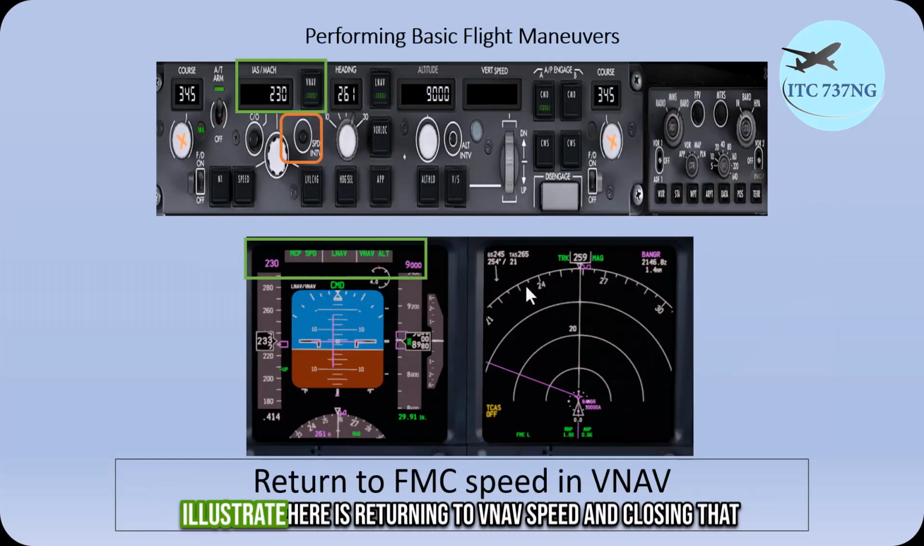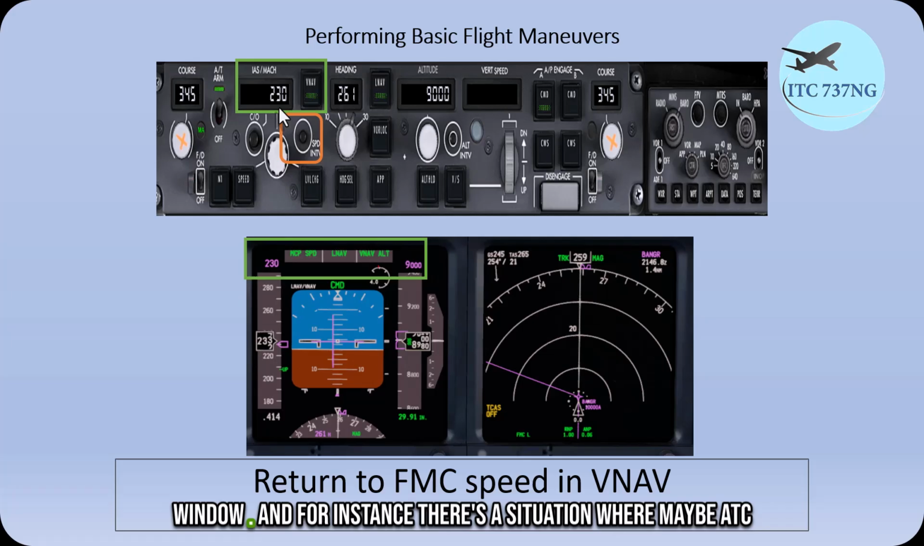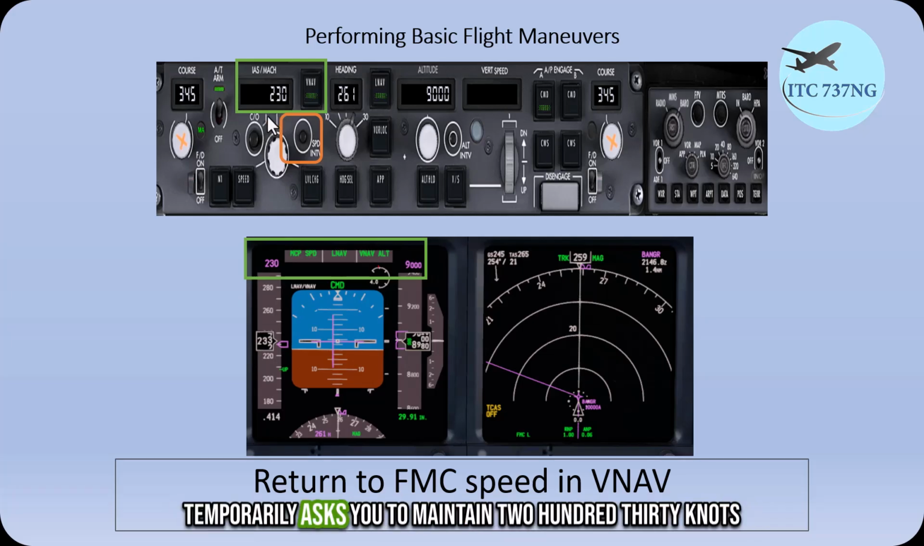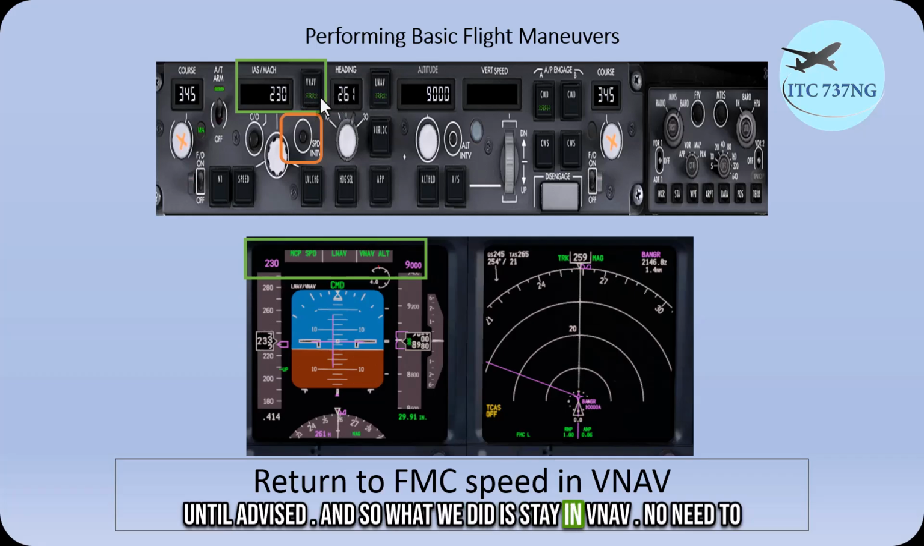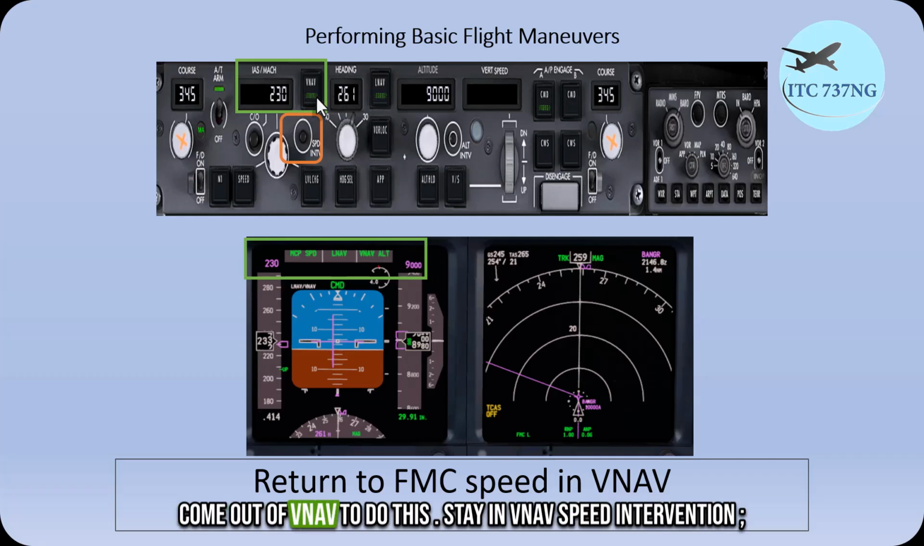Now what we're going to illustrate here is returning to VNAV speed and closing that window. For instance, there's a situation where maybe ATC temporarily asks you to maintain 230 knots until advised. And so what we did is stay in VNAV. No need to come out of VNAV to do this. Stay in VNAV, speed intervention, take the speed, reduce it to 230 knots.